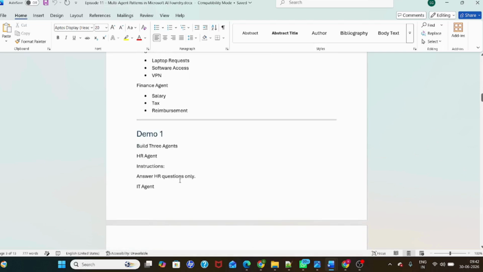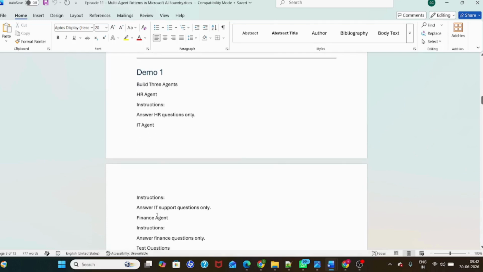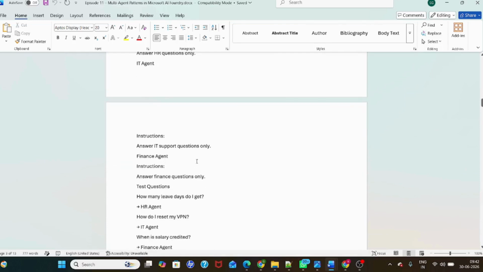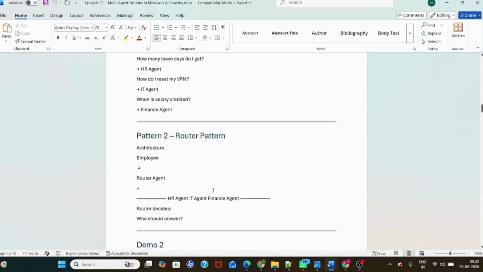For a demo, suppose you are building three agents: an HR agent that gives HR answers, an IT agent for IT support, and a finance agent that answers finance questions. When the question is how many leaves, it definitely goes to the HR agent; the router routes the request to HR. How to reset VPN routes to the IT agent. Salary goes to finance. So the router agent can be used to filter requests and redirect them to the correct specialized agent.